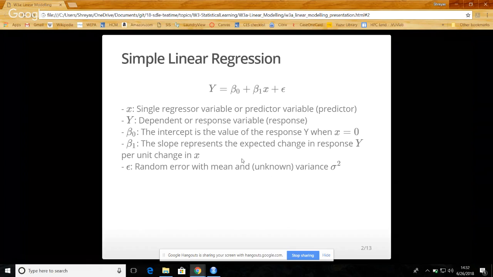Beta naught represents your intercept. So it's basically the value y takes when x is 0. And then beta 1 represents the slope. The way we think about the slope is it is the expected change in our response y per unit change in x. And lastly, we like to add the term epsilon. That is our random error with a mean of 0 and unknown variance sigma squared.